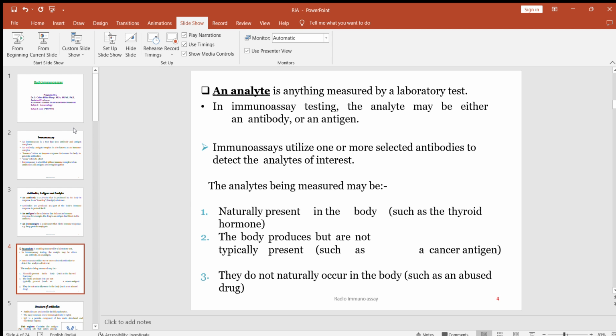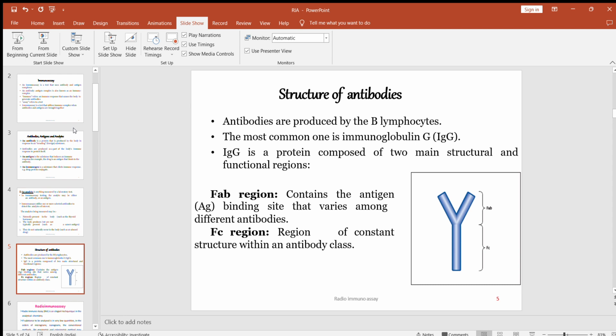In immunoassay testing, the analyte may be either an antibody or an antigen. Immunoassays utilize one or more selected antibodies to detect the analytes of interest. The analytes being measured may be naturally present in the body, such as thyroid hormone; substances the body produces but that are not typically present, such as cancer antigen; or substances that do not naturally occur in the body, such as an abused drug.